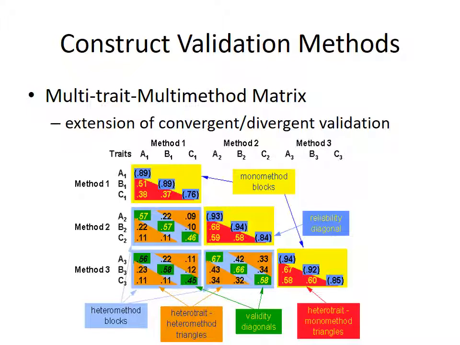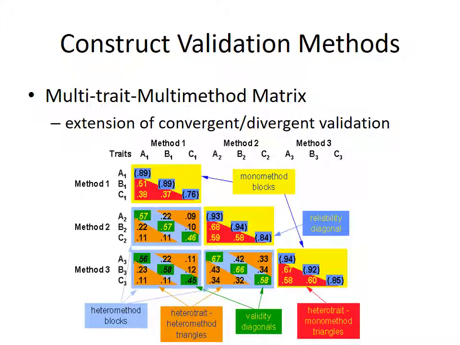So these green diagonals are our validity diagonals. The green diagonals are showing us the same constructs being measured by 3 different methods. And what we want to see here is that those actual numbers are the highest. So when we're looking at a multi-trait, multi-method matrix to make an argument of construct validity, the first thing we're looking at is the diagonals that represent the same trait measured by different methods. We should see the highest correlations in these diagonals.